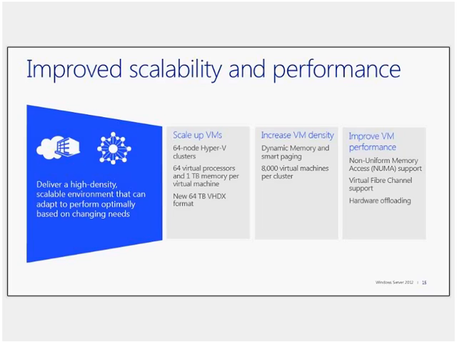So when we look at scale up in the VMs: 64-node Hyper-V clusters, 64 virtual processors, 1 terabyte of memory per virtual machine. Looking at the ability to do live migration, up to the new 64 terabyte VHDX format, dynamic memory and smart paging.